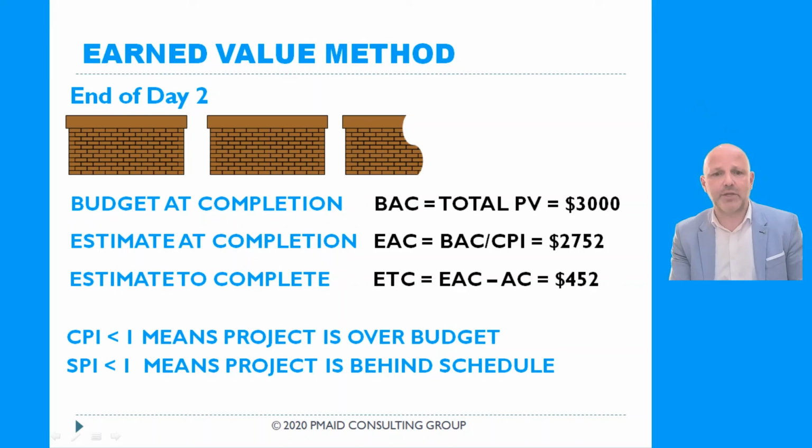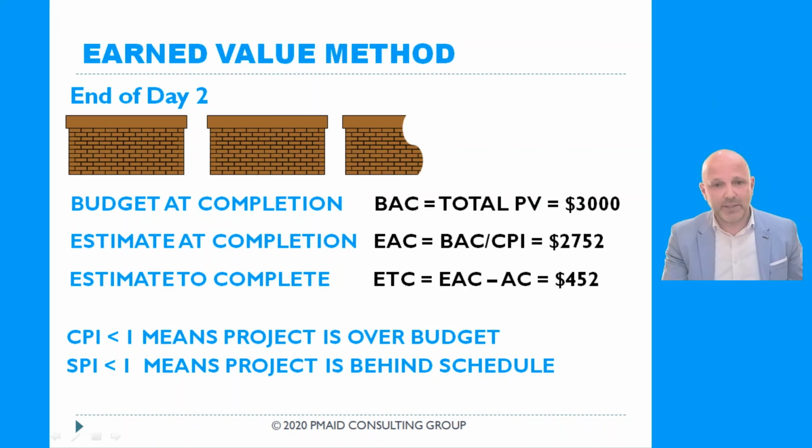Estimate at completion. At this point in time, by the end of day two, how much money do we think we will spend until we build all 3 sections of the wall? Here we estimate it as budget at completion divided by cost performance index, and we end up with the number $2,752, which is actually pretty close to what we gave in our example. In reality, we spent $2,800.